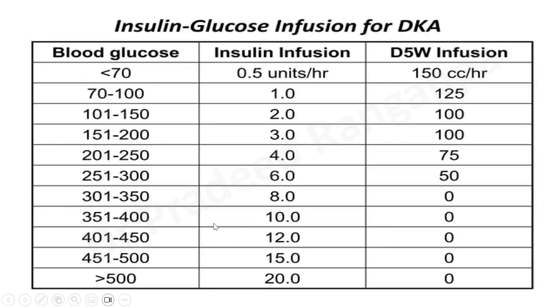So this is just a rough algorithm. If you go online, there are a lot of algorithms present. This is just one of the algorithms where, if it's more than 500, you start with a ballpark of 20 and start reducing it with the sugars they have. As you see, even here, the 5% dextrose is to be started when sugar comes to 250 to 300, and you start increasing this dextrose also up to 150 ml based on the blood sugar level. As it starts coming down, you have to start increasing your dextrose as well and start reducing the insulin infusion.